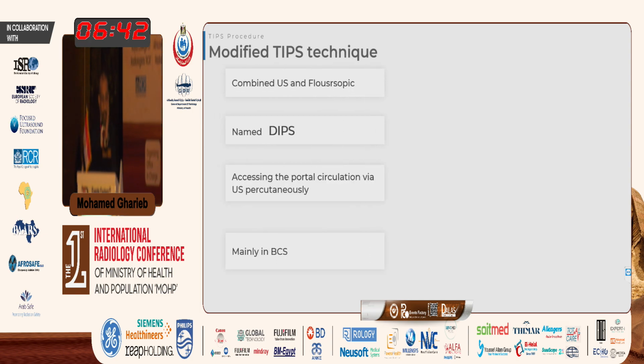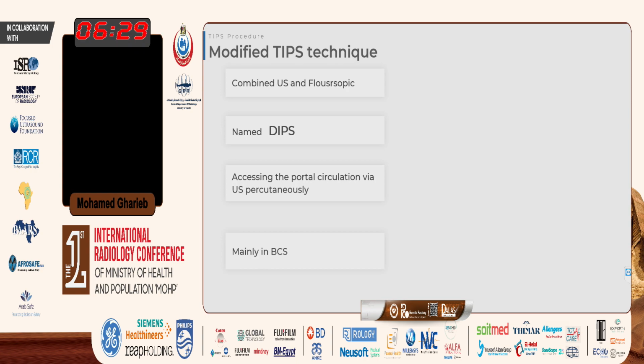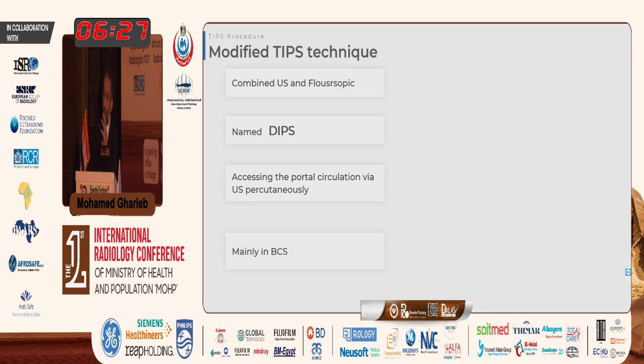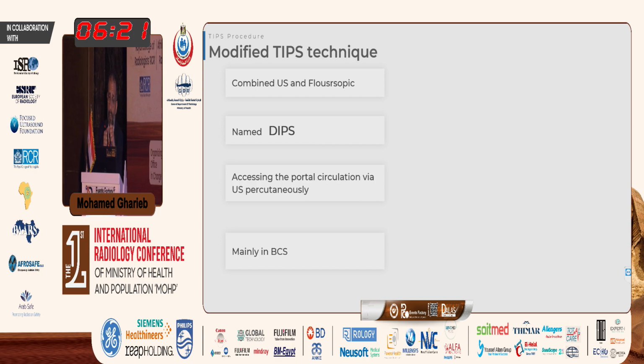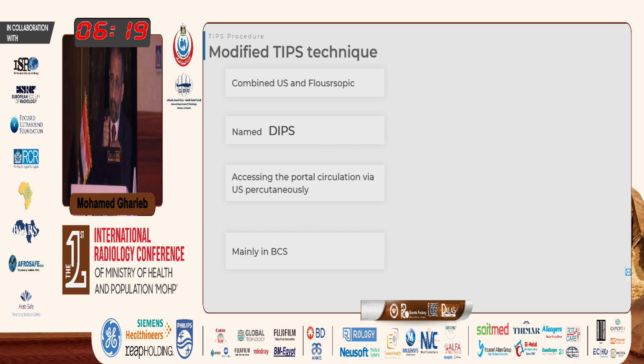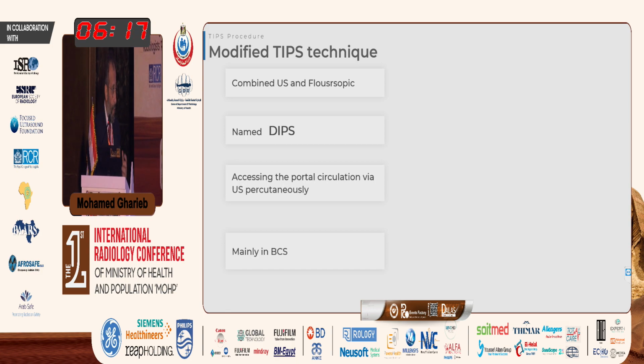Modified TIPS, or what you call DIPS, we use ultrasound and fluoroscopy, usually because in the classic TIPS we showed before, they have a hepatic vein. These patients usually do not have a hepatic vein, and the caudate lobe is usually tough and enlarged. So puncturing the portal vein from the IVC may be difficult.